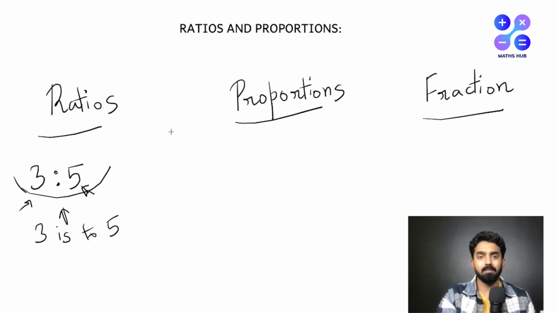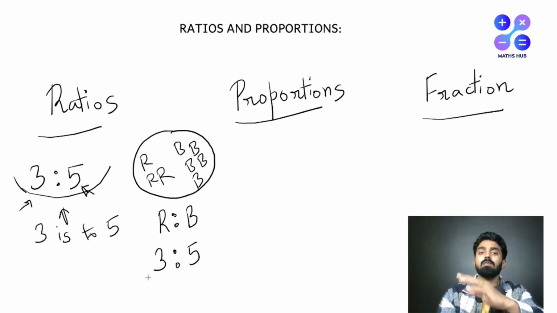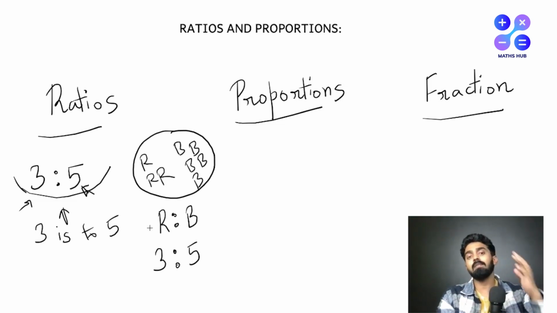Let's say we have a basket with some balls in them. We have 3 red balls and 5 blue balls. If somebody asks you what is the relationship between the red balls and the blue balls, you could say that the red balls are 3 in number and the blue balls are 5 in number. The relationship would be that the red balls are in a ratio of 3:5 to the blue balls. So for every 3 red balls, you'll have 5 blue balls.